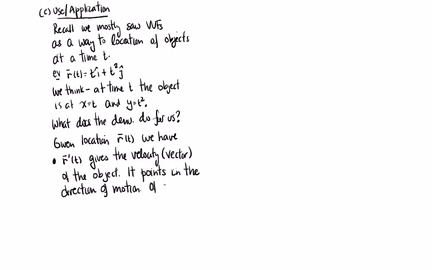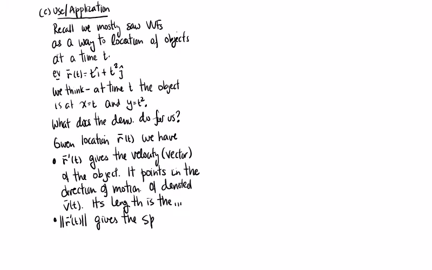This is often denoted v of t, and its length is the speed. I'll say its length is the speed because that's the next definition. The length of a vector is the absolute value, so the absolute value of r prime gives the speed. This is a scalar. It's often denoted s of t, not a vector, because that's a scalar.